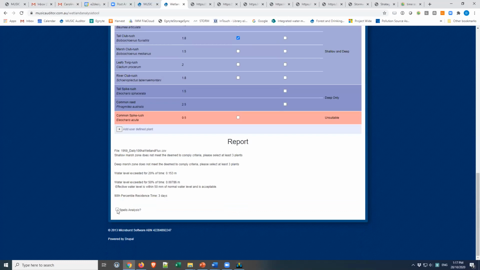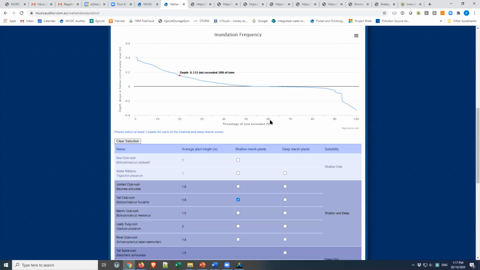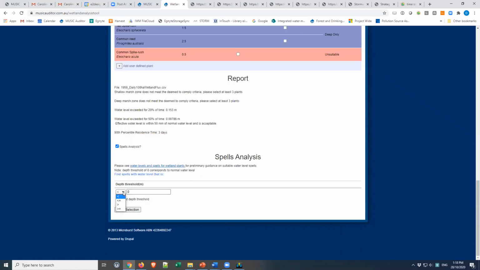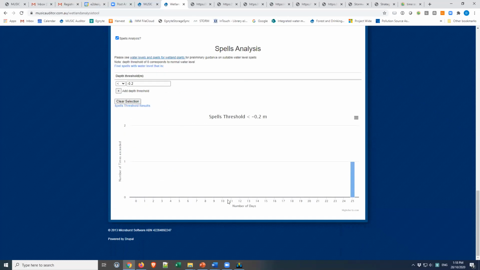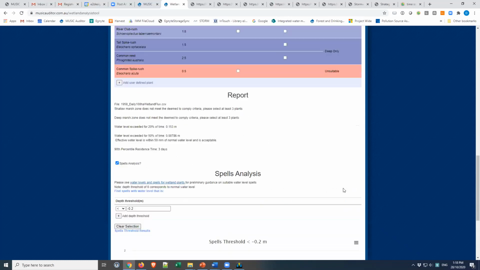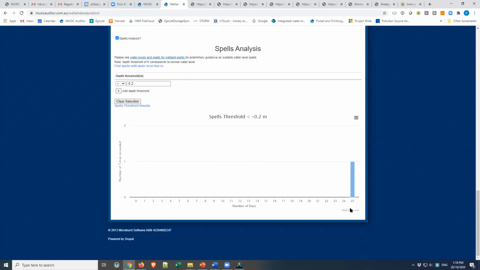So the other part of this is that you can do a spells analysis. For example, if you're worried about that drying, you could do a check and say, tell me how often is this less than -0.2 or something like that. And it will plot and it'll tell you how many times the water level goes below -0.2 and what the duration of that is. So in this case, we've got 25 days that it's gone below the -0.2. And then you'd ask yourself, is that dry enough for long enough that it's putting our plants at risk? Is that a problem? So you could use that as a bit of an assessment to get an idea whether your system's getting too dry and for too long.